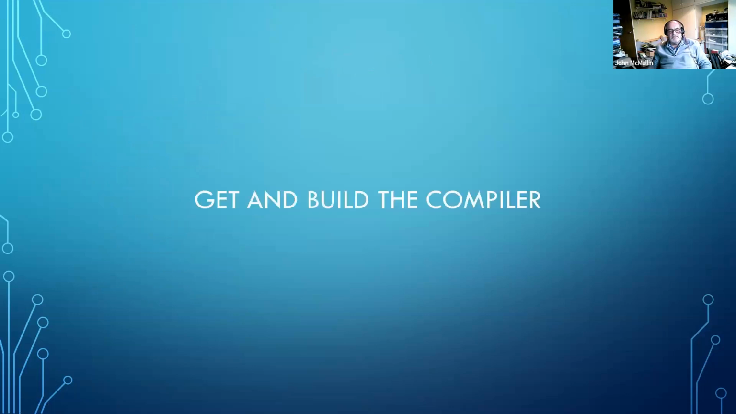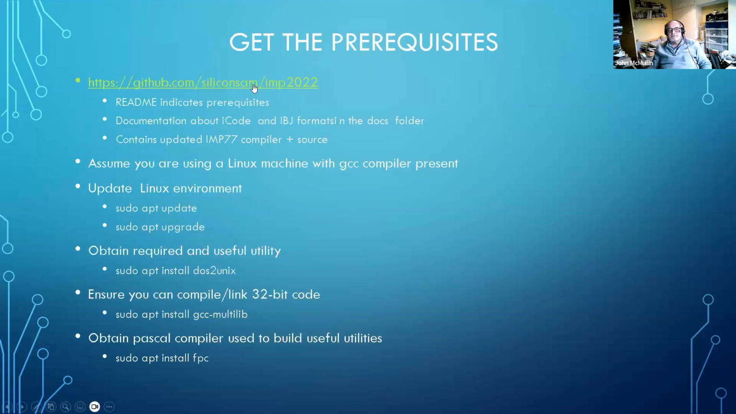So, first of all, let's go and get the compiler. It's available on the GitHub Silicon Sam, which is my nickname for some reason, and it's Imp2022. There's a README to go with that, which indicates basically you need to have a Linux box. You need obviously the GCC compiler, but also it'd be useful if you had the free Pascal compiler loaded as well, because some of the utilities I've done are built using that.